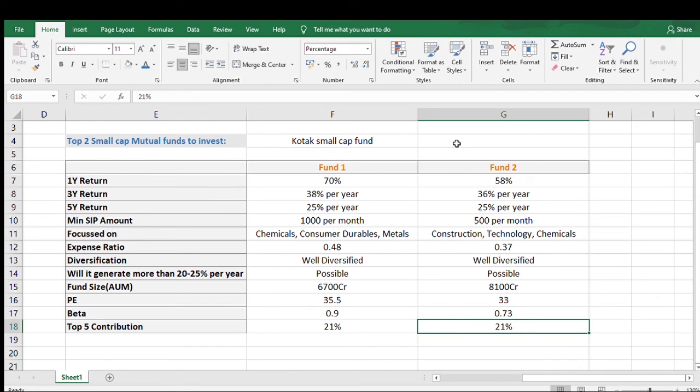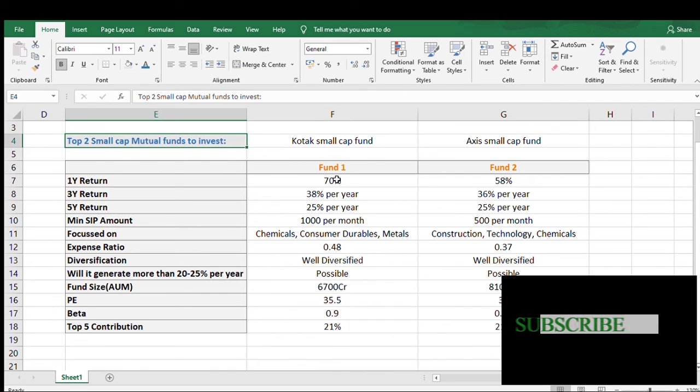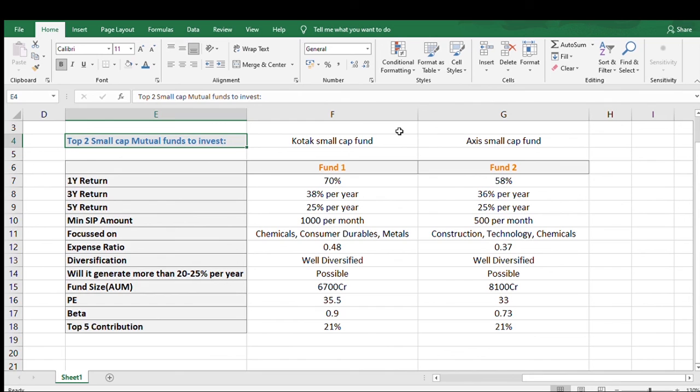Coming to the name of the second mutual fund, that is Axis Small Cap Fund. So fund one is Kotak and fund two is Axis Small Cap Fund. So right now in small cap mutual funds, these two are the best performing mutual funds. So if you want to invest in a small cap mutual fund, you can consider either one of them, or you can invest in both based on the fund availability. And disclaimer: this is not investment advice. Please do your own research.